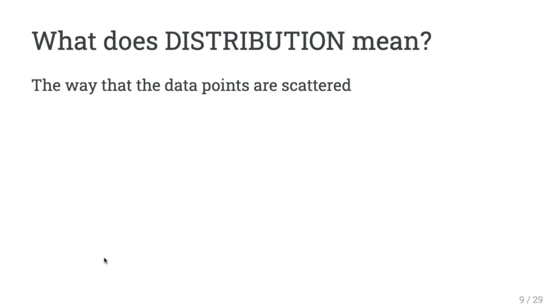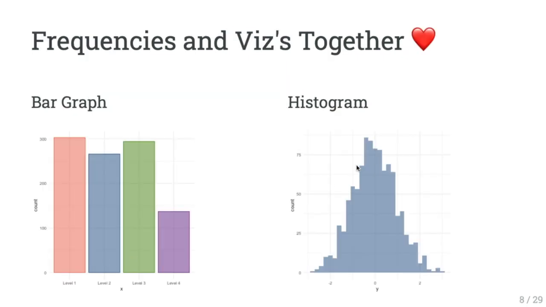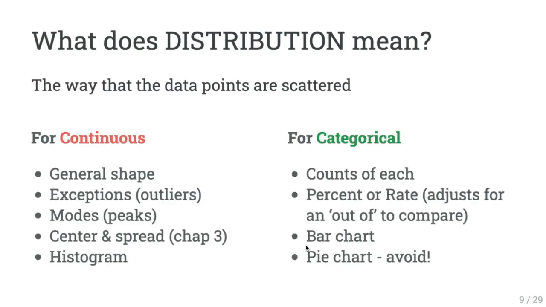Now I keep using that word, distribution. What it means is just the way that the data points are scattered, how things are. So when we say a distribution, it's just where are the values? For continuous variables, we're often going to be talking about a general shape of the distribution. We're going to talk a lot about normality in this class. If you look at this histogram here, this is roughly normal, this kind of bell-shaped curve, and we're going to define that a lot more later on. But that's a shape of that distribution.